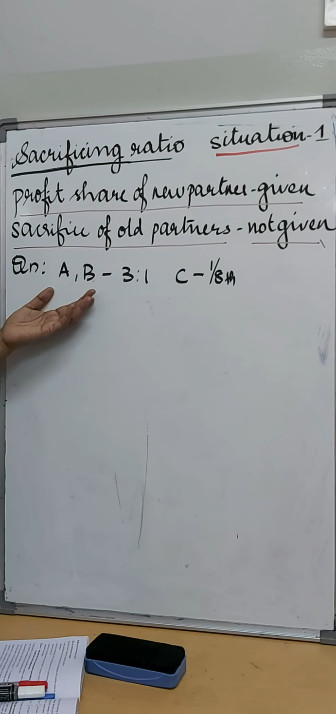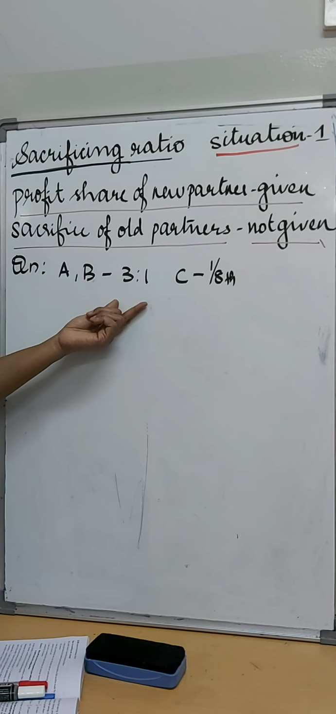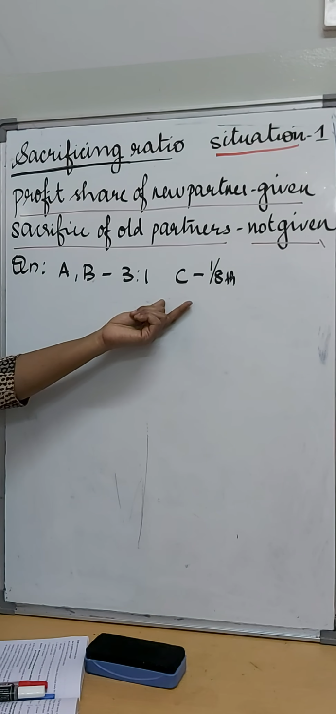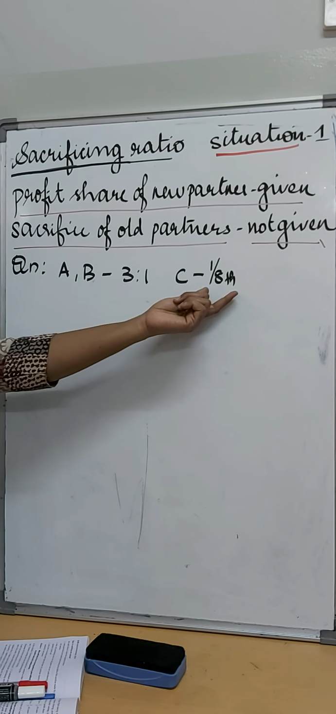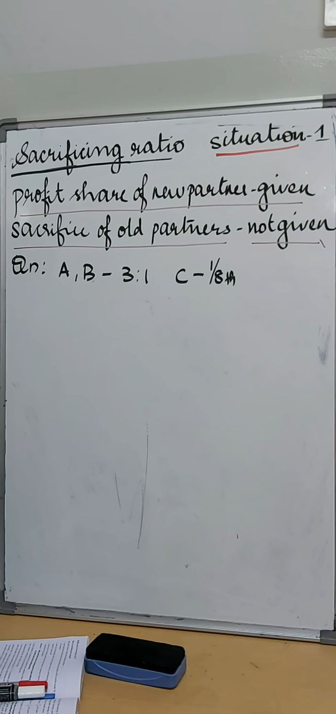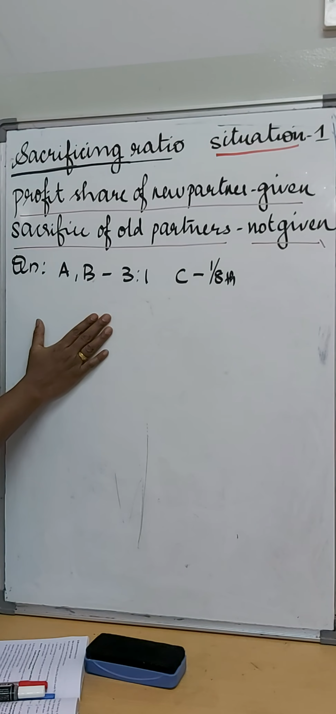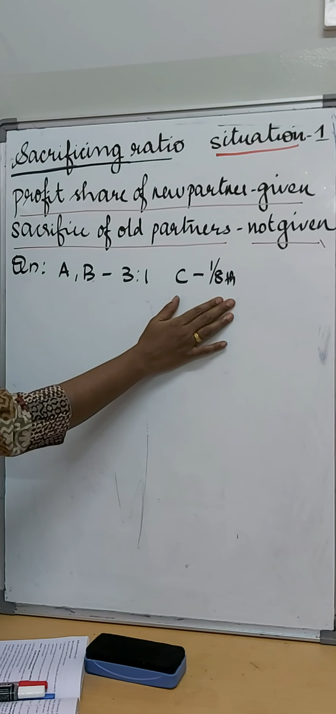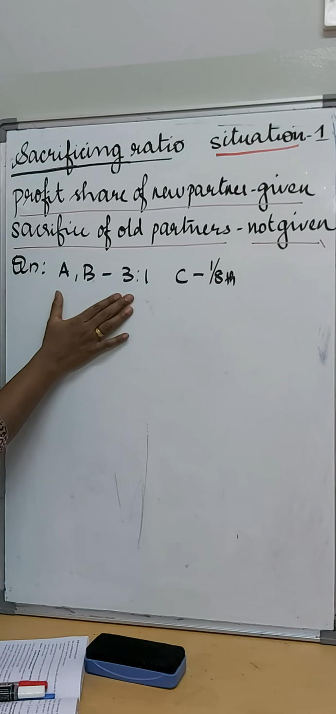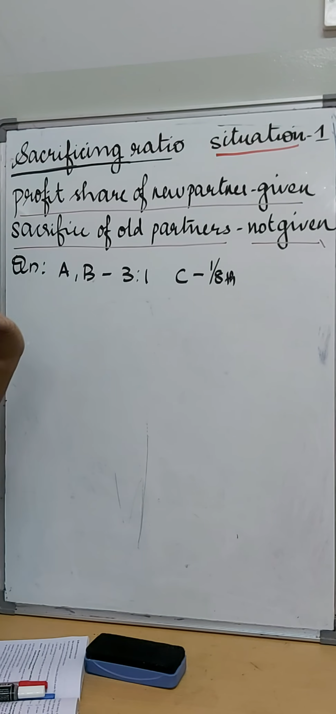A and B are partners. Their old profit sharing ratio is 3:1. And C, a new partner, is admitted into the partnership firm for 1/8 share of profit. So if this is the situation, the profit share of the old partners is given, and the new partner's profit share is also given, but about the sacrifice made by the partners, nothing is mentioned in the question.